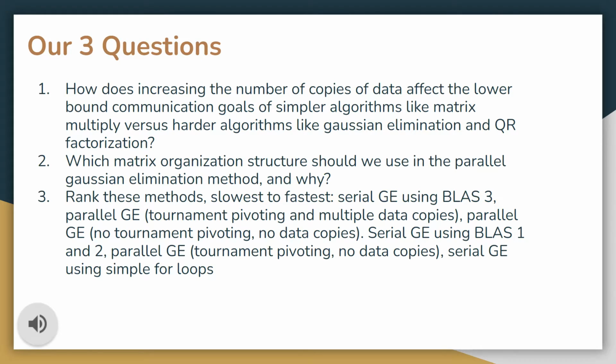Our second question is, which matrix organization structure should be used in the parallel Gaussian elimination method, and why? And lastly, our third question is to rank these methods slowest to fastest. Serial GE using BLAS 3, parallel GE using tournament pivoting and multiple data copies, parallel GE with no tournament pivoting and no data copies, serial GE using BLAS 1 and 2, parallel GE with tournament pivoting and no data copies, and serial GE using simple for loops.